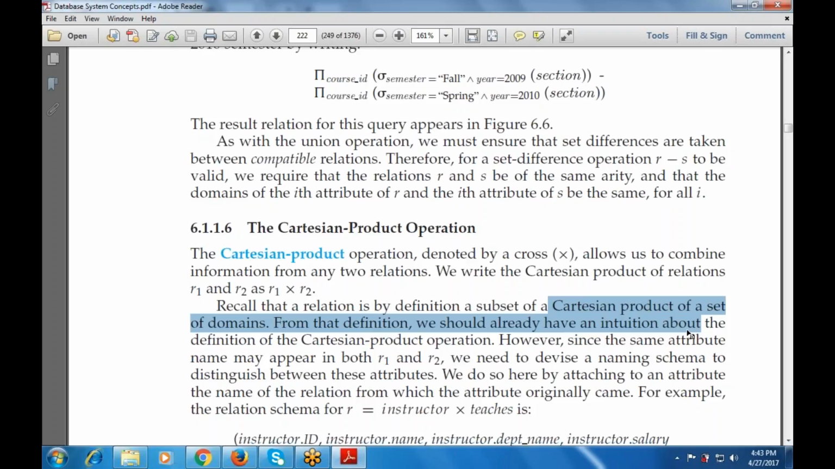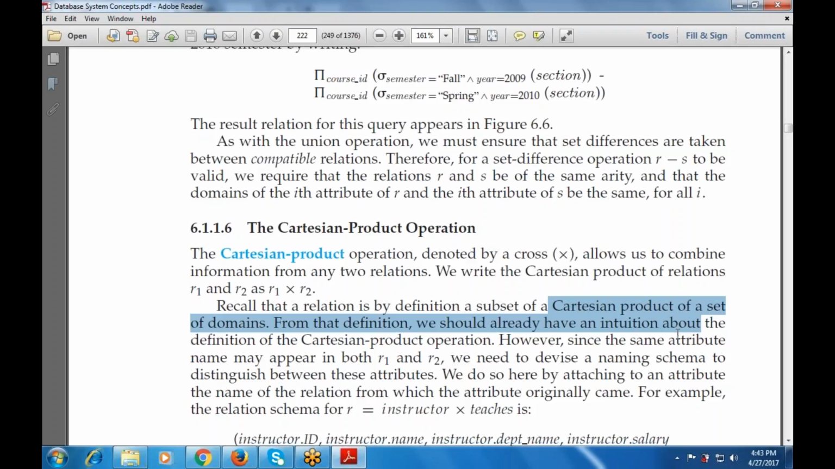However, since the same attribute name may appear in both R1 and R2, we need to devise a naming mechanism to differentiate between these attributes. And we do so here by attaching to the attribute the name of the relation from which it originally came.